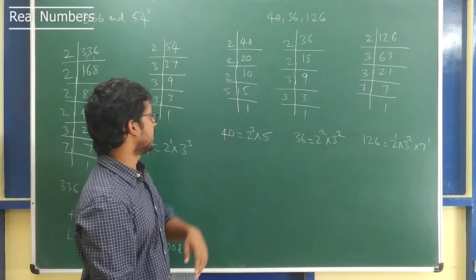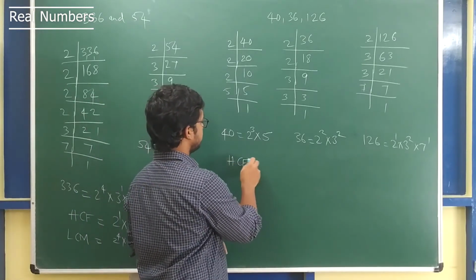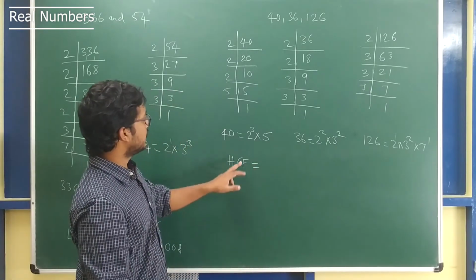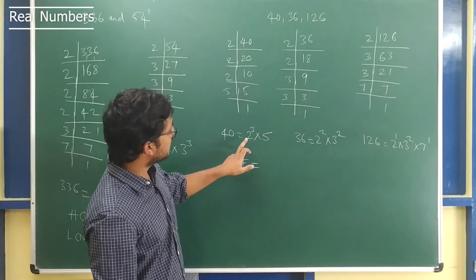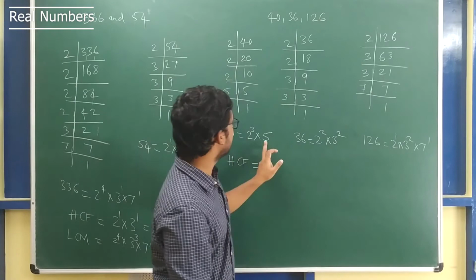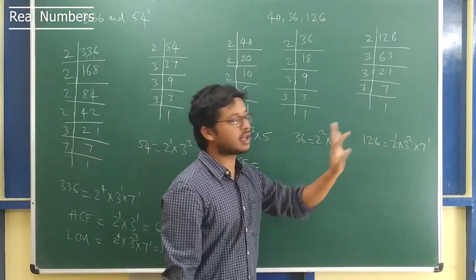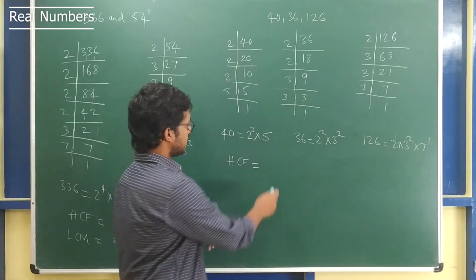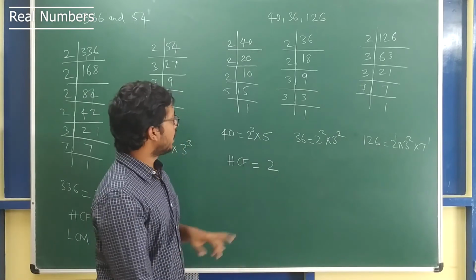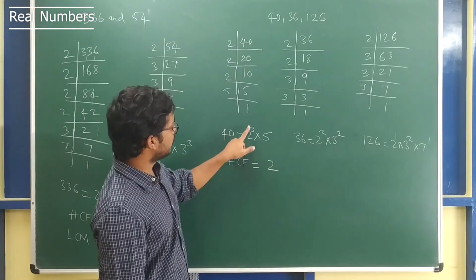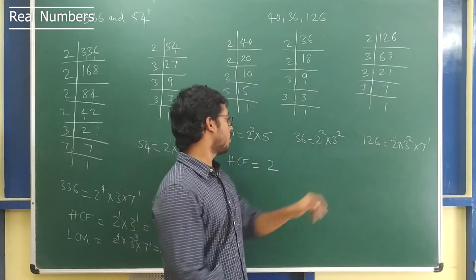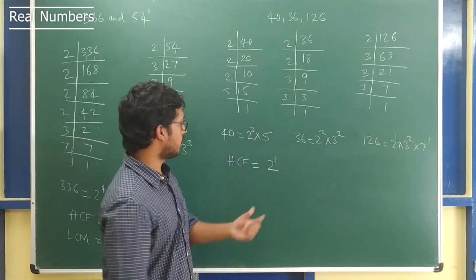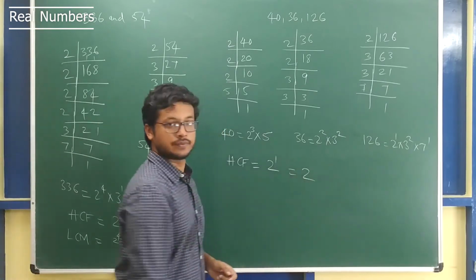Alright, now let's find HCF. So what will be the HCF here? HCF would be, write the common factors among all the 3. Common factors among all the 3, we have 2 in all the 3, but 3 is not present, nor 5 nor 7. So only 2 is present, so we'll write 2. And we raise it to the least power. It is 2 power 3 here, 2 power 2 here, 2 power 1 here. So the least power here is 1, so we'll write it as 2 power 1. So the HCF is 2.